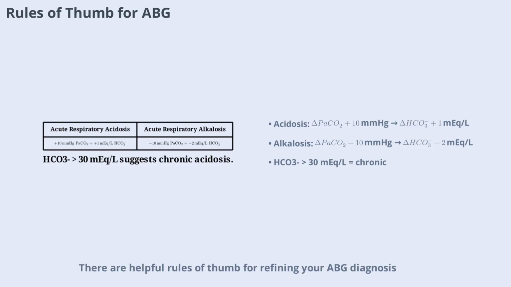There are helpful rules of thumb for refining your ABG diagnosis. For acute respiratory acidosis, a 10 mm Hg rise in PaCO2 increases HCO3 by 1 mEq/L. For acute respiratory alkalosis, a 10 mm Hg drop in PaCO2 decreases HCO3 by 2 mEq/L. If changes are greater, compensation or a mixed disorder may be present. Also, in chronic respiratory acidosis, HCO3 often exceeds 30 mEq/L.